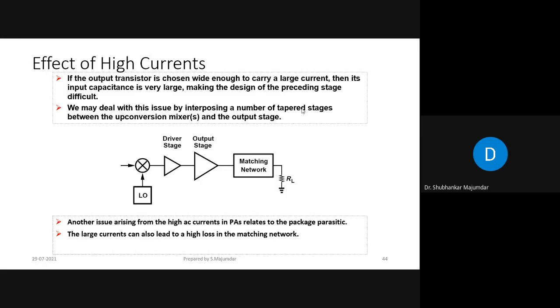Then we deal with the issue of interposing, meaning taper stages are there between the up-conversion mixers and the output stage. Another issue arising for higher AC current in a PA relates to the parasitic packages. Parasitics are due to the IC inside a die being connected with a bond wire, and the bond wire itself has its own parasitics. The large current can also lead to a high loss in the matching network.